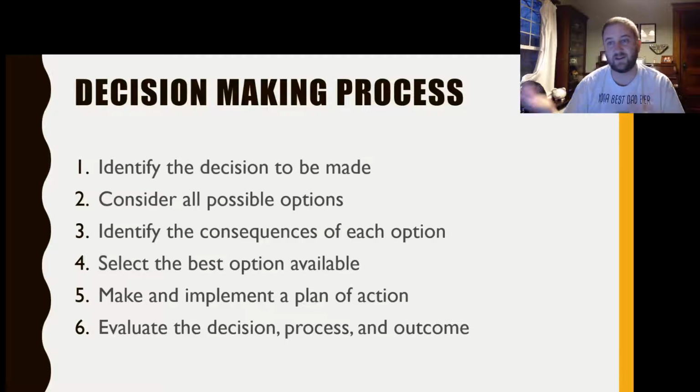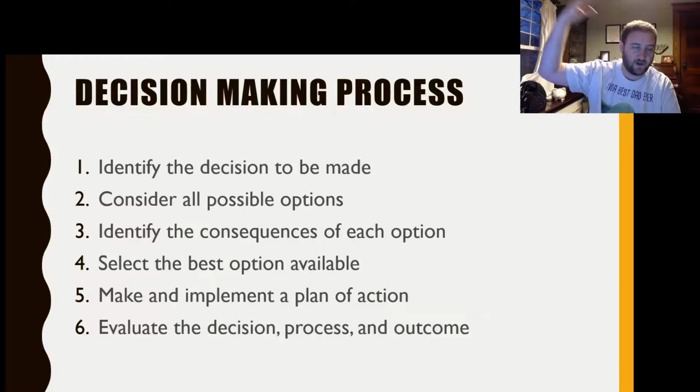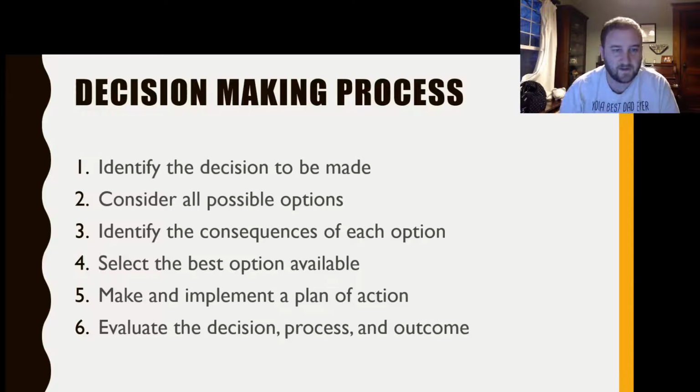However, understanding that, maybe you have to wait a little bit longer for your food if you go to a sit-down restaurant. So basically step 3 is kind of weighing the pros and cons of each of your options. Step 4 then is select the best option available. Okay, so pick the best one that you think, after weighing all your pros and cons, choose the best decision that you think you can make. And then step 5 is make and implement a plan of action.